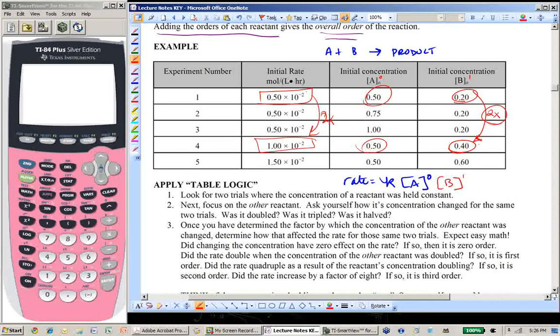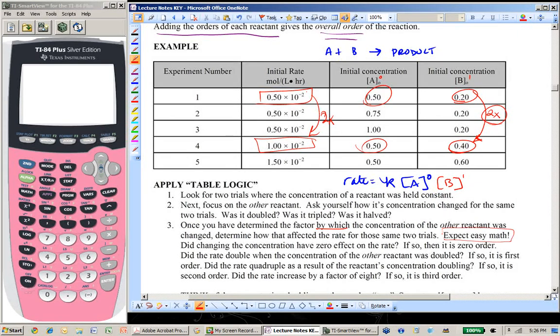Now, all of that was just laid out here for you in text. Look for 2 trials where the concentration of a reactant was held constant. Next, focus on the other reactant. Ask yourself how its concentration changed for the same 2 trials. Was it doubled? Was it tripled? Was it halved? That's a hard word for a Texan to say. Once you've determined the factor by which the concentration of the other reactant was changed, then determine how that affected the rate for those same 2 trials.